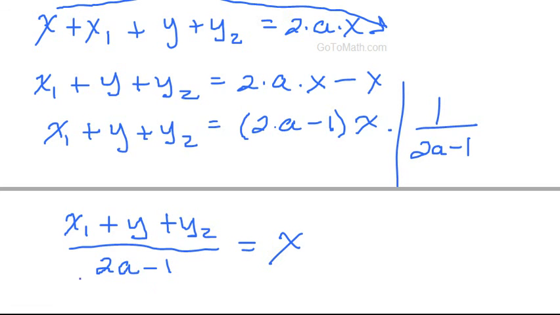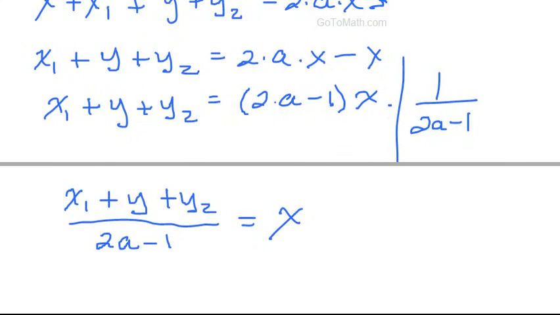One thing we've got to say about this is the denominator can't be 0. So 2a minus 1 cannot equal 0, because you can't divide by 0. But I don't get too picky about that. This is all about moving stuff around. Learn how to move it around.